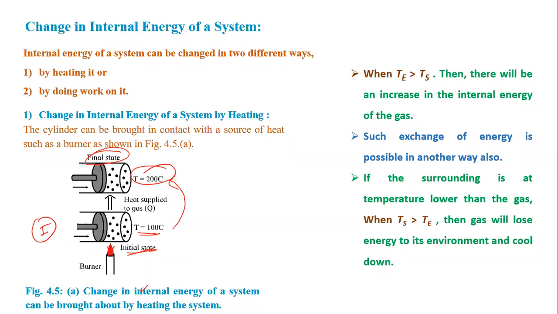So this we already covered here. When the temperature of environment is greater than the system, then there will be an increase in internal energy of the gas. Such exchange of energy is possible in another way also. If the surrounding is at a temperature lower than the gas, when Ts, the temperature of system, is greater than the temperature of environment, then the gas will lose energy to its environment and cool down.